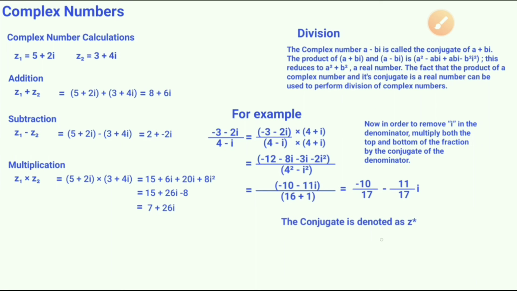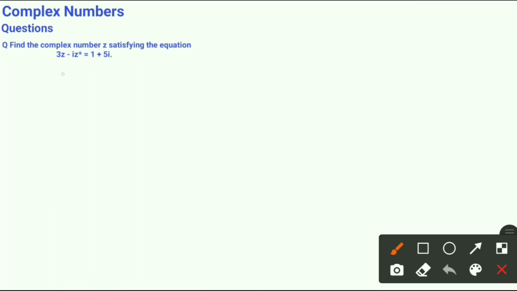And there you go, you got this. This is the answer. The conjugate is denoted as C star. Now you got questions. Find the complex number Z satisfying the equation, really carefully: 3Z minus i Z star is equal to 1 plus 5i.